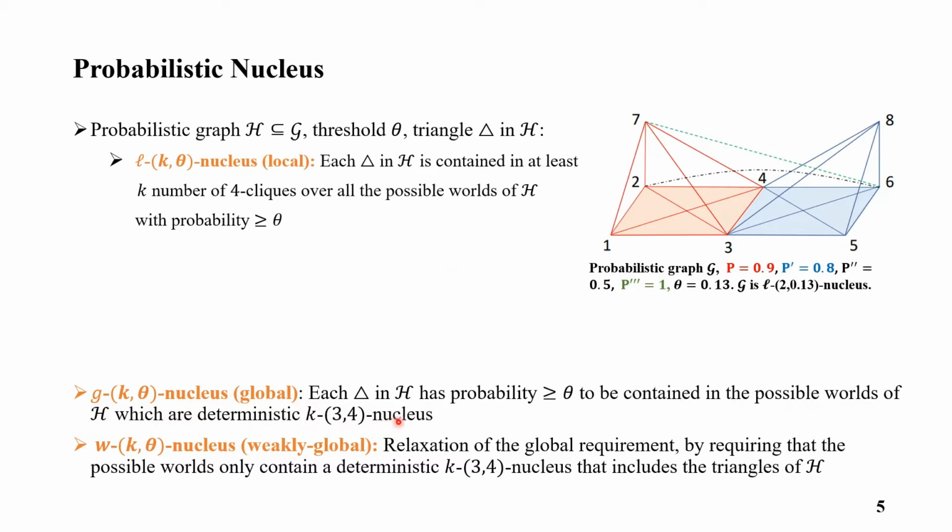This definition is a strict definition, and we also relax this global requirement by requiring that the possible worlds only contain a deterministic K-(3,4) nucleus. Using these two global-wise definitions, we ensure more cohesiveness.